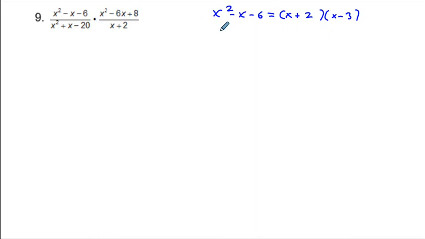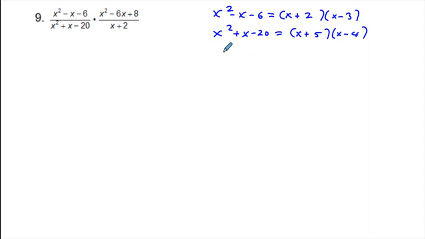And then we have our first denominator, x squared plus x minus 20, and that factors into x plus, x minus, and for 20, what two factors are 1 apart? Well, that's going to be 5 and 4. So that's going to be (x plus 5)(x minus 4), and that's going to carry with it an excluded value. That's where we get our excluded values from.